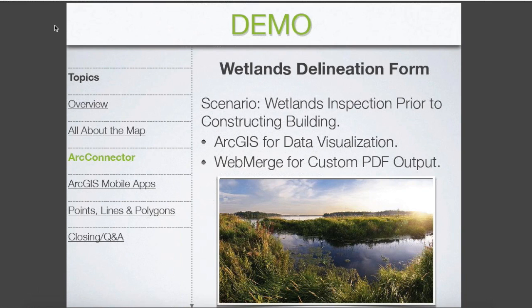So some of the tools that we're using here: we're using ArcGIS for the data visualization side of things. So once we capture the record on the device, it's going to be plotted on an ArcGIS Online map with all of the data there. And then we're also going to be using WebMerge for the custom PDF output. WebMerge is a very powerful tool. It allows you to take a custom PDF structure, which is the wetlands delineation form, and take iFormBuilder data that's submitted and insert it into those specific fields. So you can have an output and a deliverable that you're looking for for this specific client.